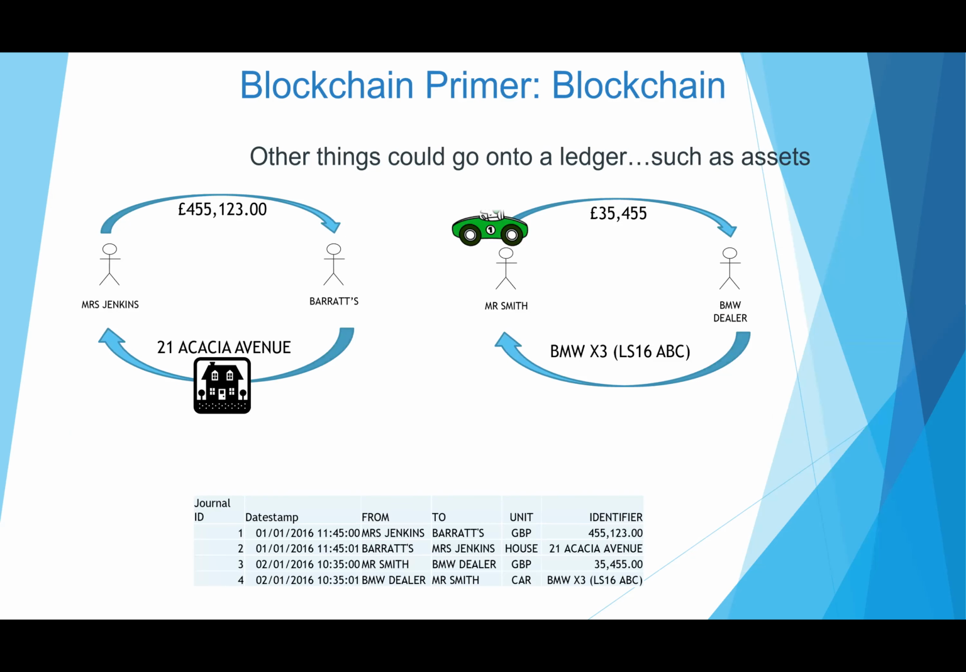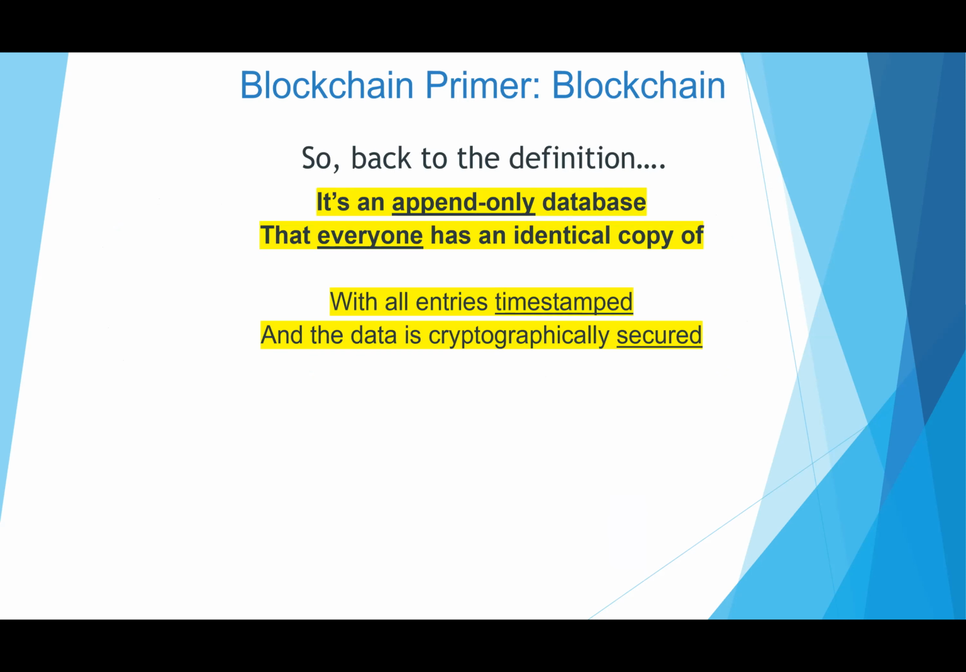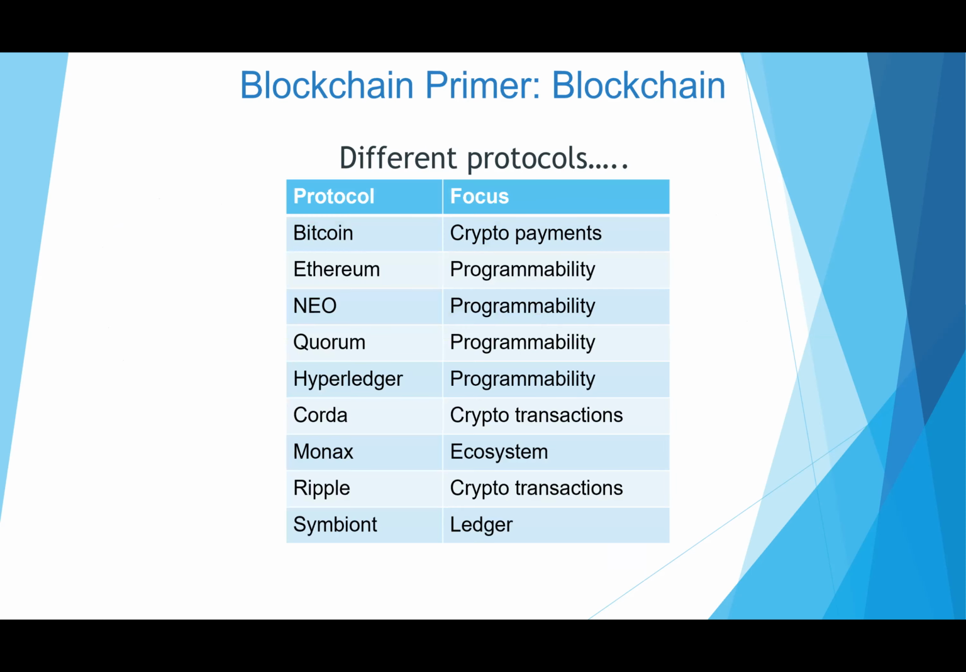What we can also do is put other things onto a ledger, such as assets, car ownership, property ownership, document details. But in essence, the summary is that a blockchain is an append-only database that everyone has an identical copy of. All the entries are timestamped, and the data is cryptographically secured, which actually means it's really boring. And that's the great thing about protocols. Protocols tend to be boring, and we just get on with using them without realizing it.